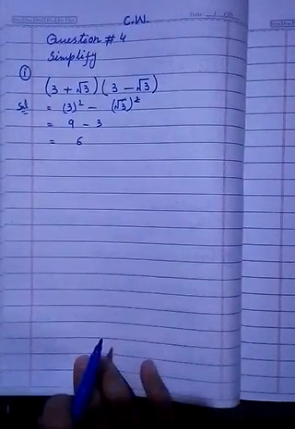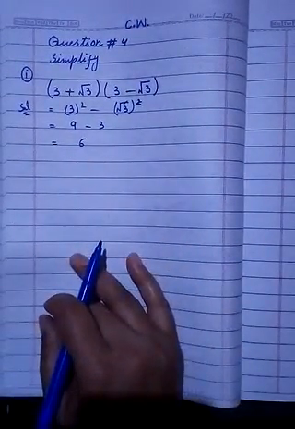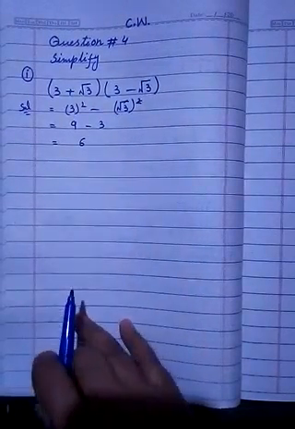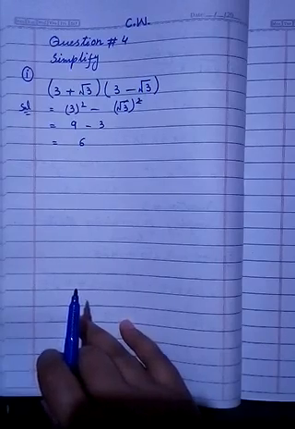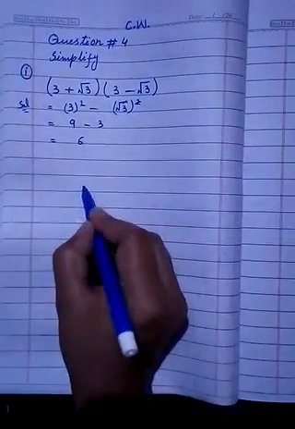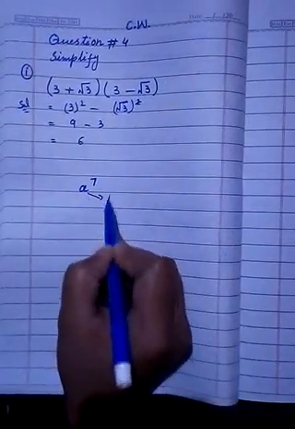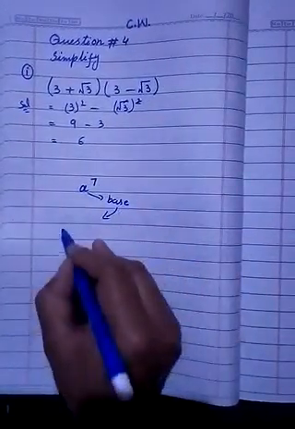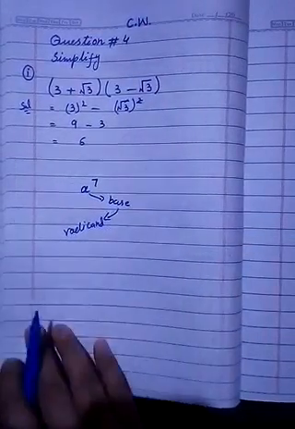Before starting exercise 4.3, first of all we will discuss surd term. Surd term means an irrational radical with rational radicand. Radicand means base and radical means under root. For example, a raised to power 7. Okay, a is base, and its other name is radicand.